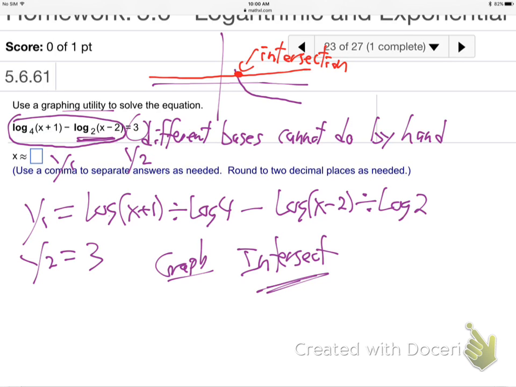2.22, is that the number I got? Yeah, there it is, you see it. How many places do they want? Two places, 2.22. Y'all getting that for your x? 2.22 is correct. Is that okay? You guys getting that okay?